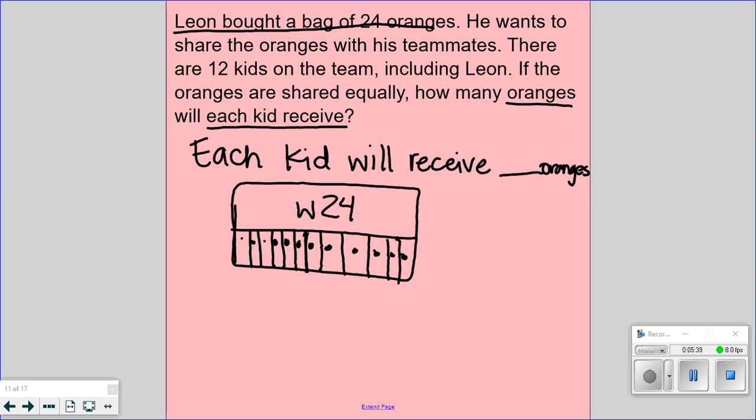If he gave everybody 1, stop spinning because you are writing. How many has he dealt out? If he's given everybody 1, how many has he dealt out? Ariana? He's dealt out 12, but how many does he have? 24. You think we got enough to do it again? Let's try it again.